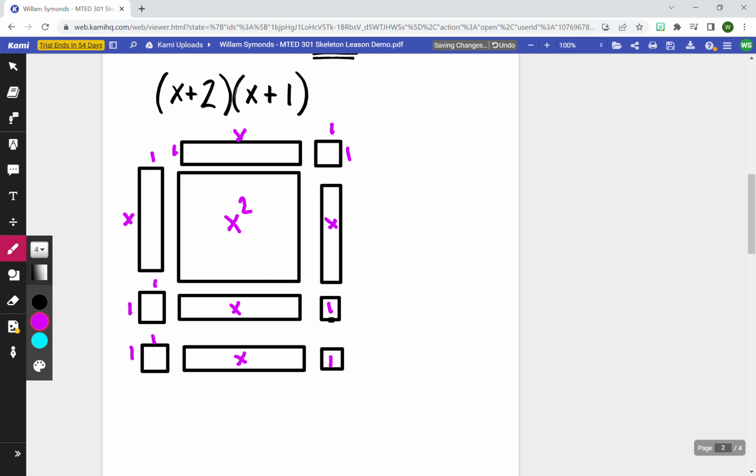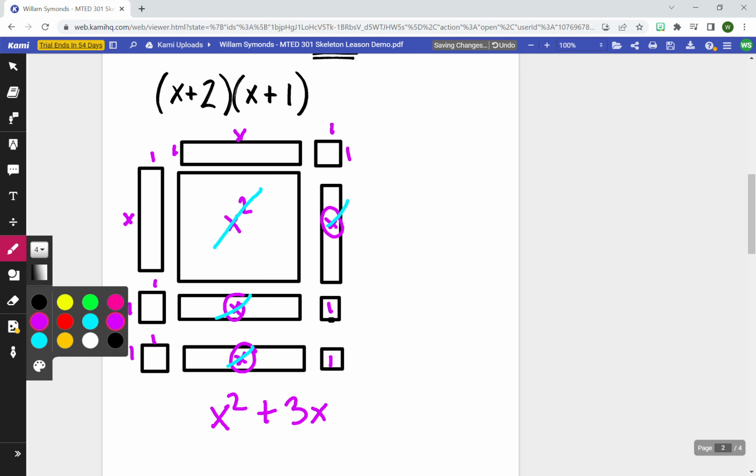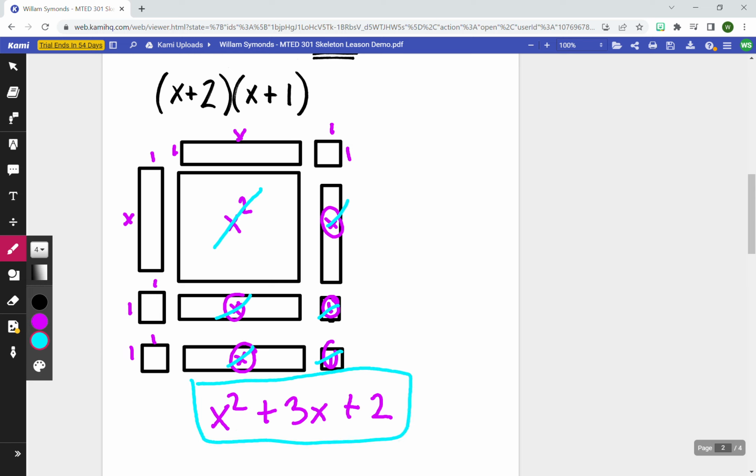So if we were to count up our x squares, we would have 1 x squared, and we can cross that off because now we counted it. We can count how many x's we have. We have 1, 2, 3, so we have 3 x's. Cross this off too. And we can count how many 1's we have. We have 1, 2. So we add that to our x squared plus 3x, and that would give us our binomial product simply by using the area tiles. So our answer, if we were to use the FOIL method or the area tile method, would be x squared plus 3x plus 2.